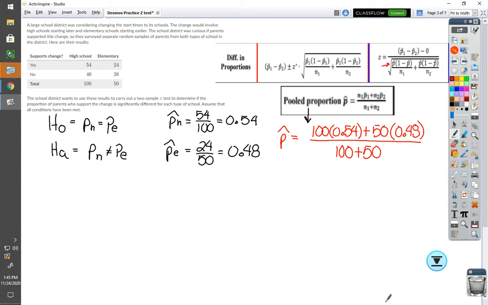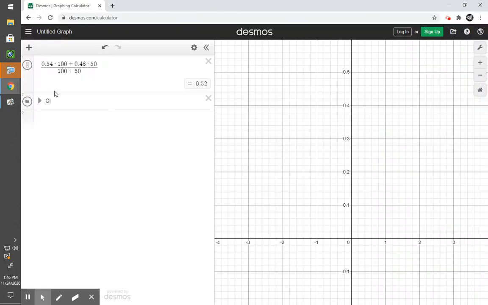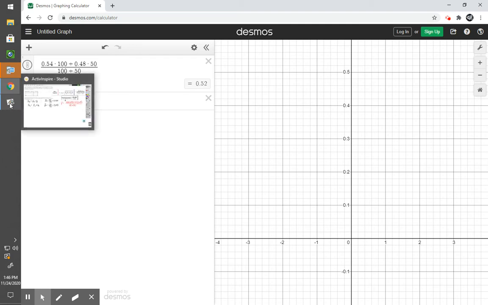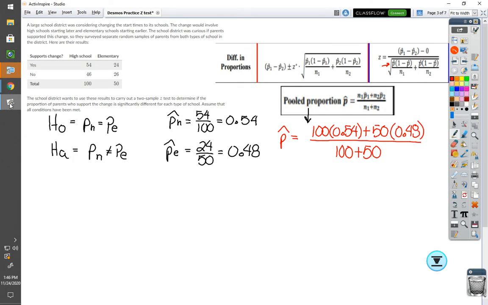Go to Desmos and put that calculation in. I'll show you what mine looks like. And you can see here that I took 0.54 times 100. I added it to 0.48 times 50. I used an asterisk for the multiplication. I divided that by the sum of 100 plus 50, and I got a pooled proportion value of 0.52. So my p-hat pooled proportion, and I'm going to write pooled for you so you know that's what we just found, is 0.52.